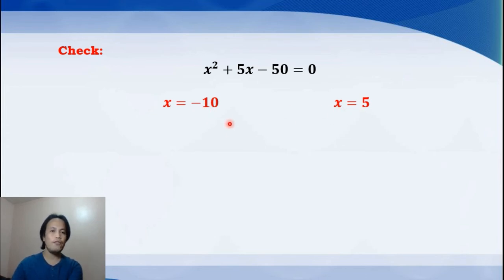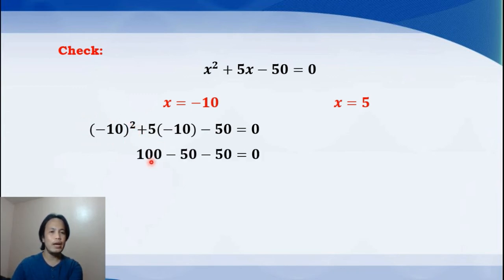Then we check for negative 10. We have x squared here, so instead of writing x, we change that with negative 10. Then we have 5x, so instead of writing x here, we change this with negative 10. So the square of negative 10 is positive 100. That means negative 10 times negative 10 is positive 100. Then positive 5 times negative 10 is negative 50, minus 50 equals 0.